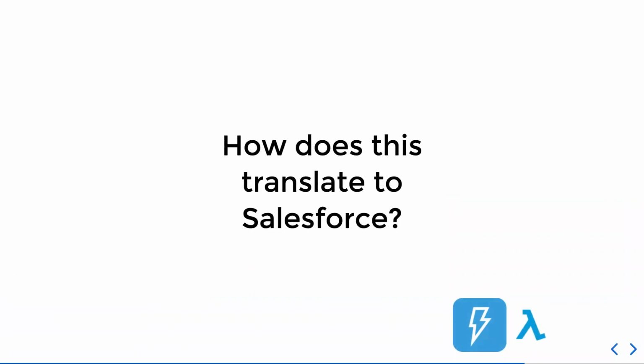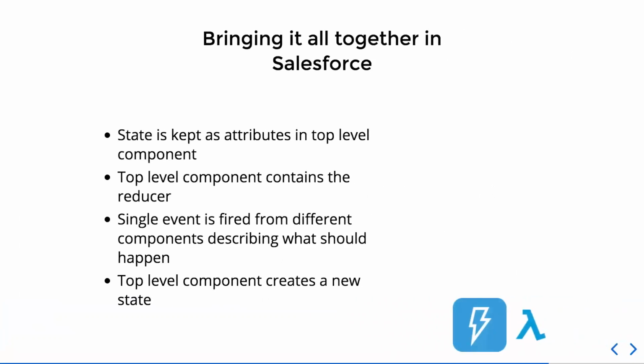Okay, going back to Salesforce. How does this translate to Salesforce? Bringing it back to Salesforce, think of your Lightning component. Your Lightning component is where you keep the attributes on a top level. So basically, you keep it in a single place and you pass it down to the others.